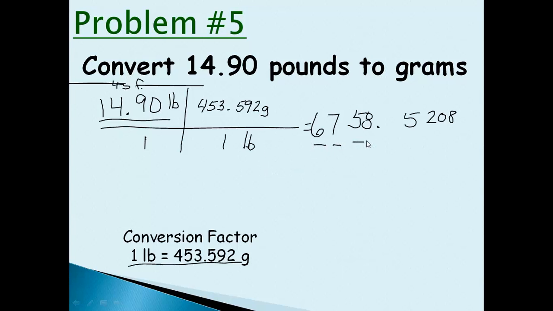1, 2, 3, these 4. Since this is 5, we're going to round up, so our answer is going to be 6,759, and our units, what are we looking for? Grams. So this would be the answer to that problem. What I want you to realize is anytime I give you a conversion factor, even if you're not familiar with it, you can carry out one of these conversion problems.